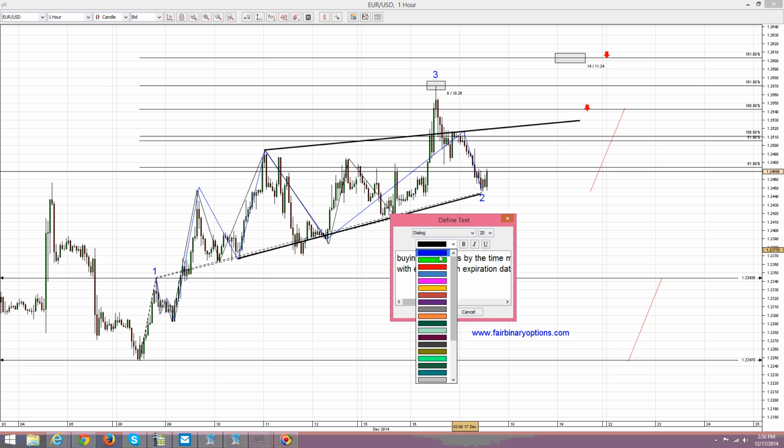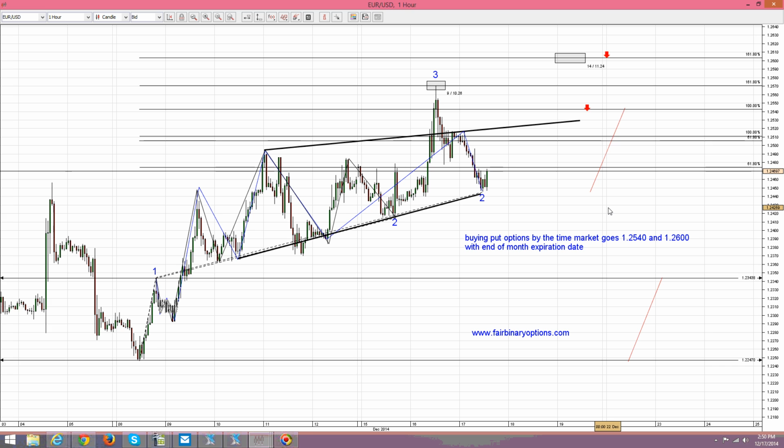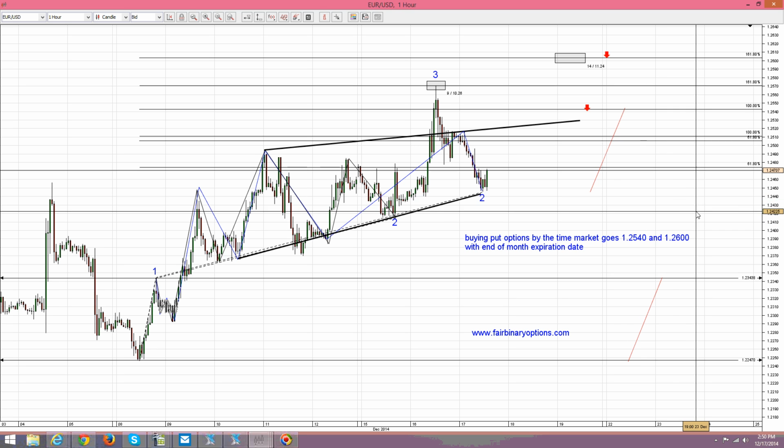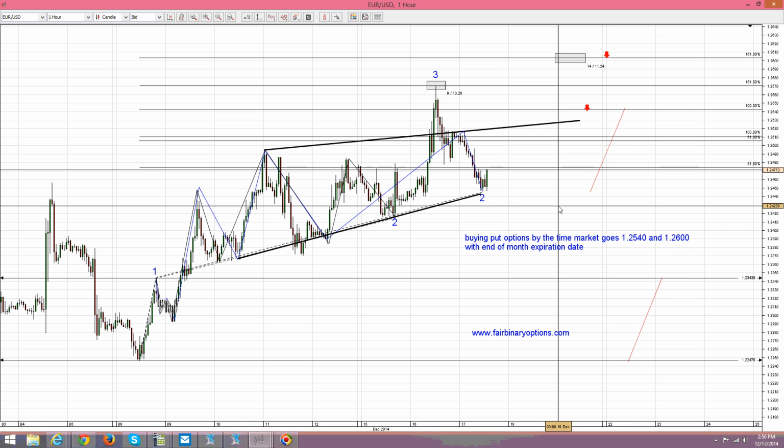In either situation, this euro US dollar looks bullish on the, let's say, medium to long term, but on the short term I would like to buy put options for a correction into this area to come after the 125.50 and after the 126 level.